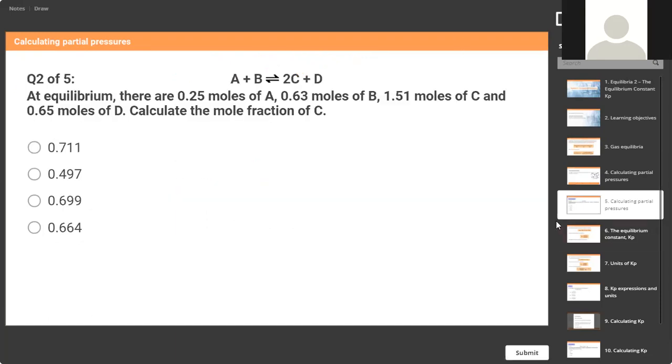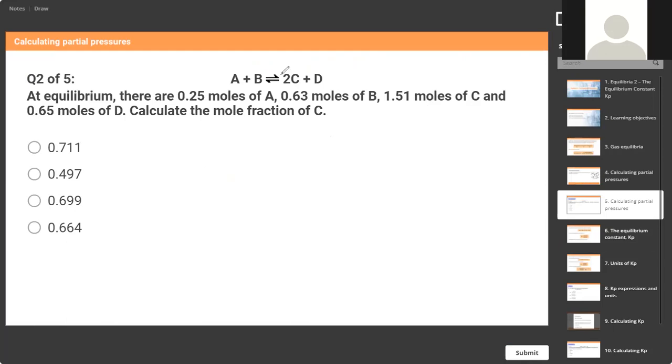Here we go again, similar thing. At equilibrium, there are 0.25 moles of A, 0.63 moles of B, 1.51 moles of C, and 0.65 moles of D. Calculate the mole fraction of C. So again, whatever it's going to be, where is C? I've lost it. 1.51 moles of C. So let's look at how many moles we have in total.